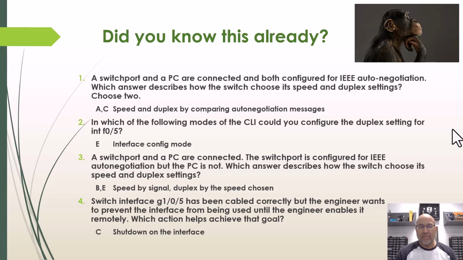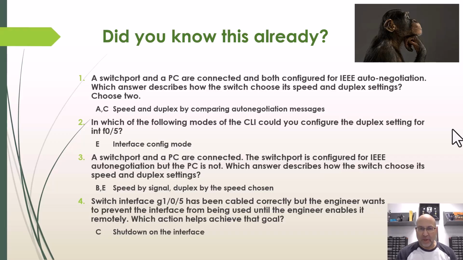In which of the following modes of the CLI could you configure the duplex setting for int f0/5? Well, to do this, there's only really one answer. Almost all of this stuff occurs in the interface configuration mode.